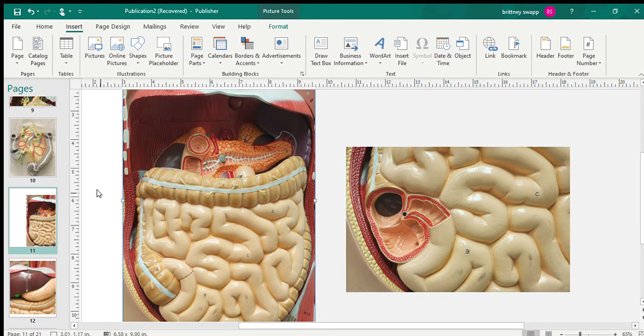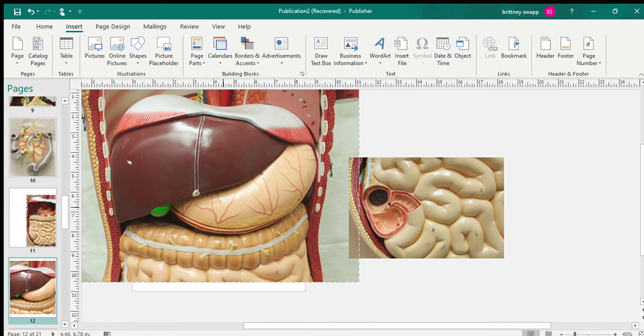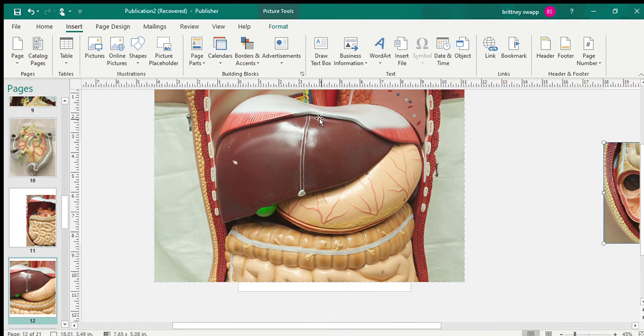Now we are on to the liver. So here, let me zoom out. There we go. Okay, so here we can see our liver. This part over here is what we call the right lobe. This over here is the left. This right here is your gallbladder that's hanging down.